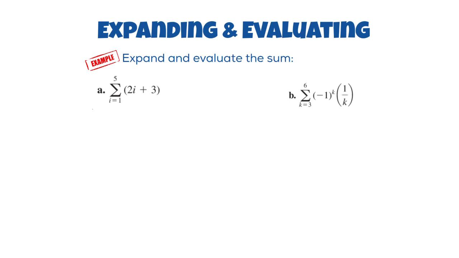So this first example, here's our function that we're going to be using. We're going to start off and let I equal 1, and then keep increasing by 1 until you get to 5. And then I'm going to list those numbers out. Now, that's what we call expanding the summation. If we expand it, we're going to list them all out.